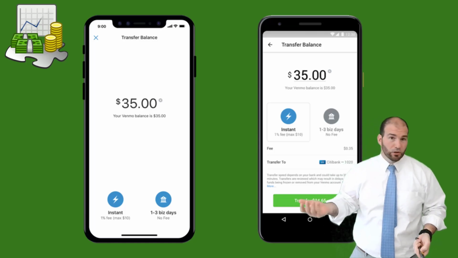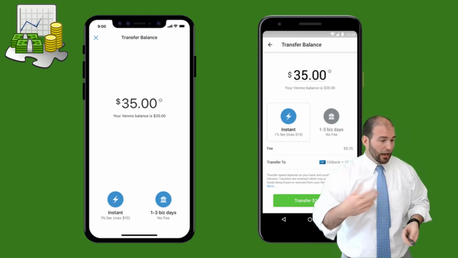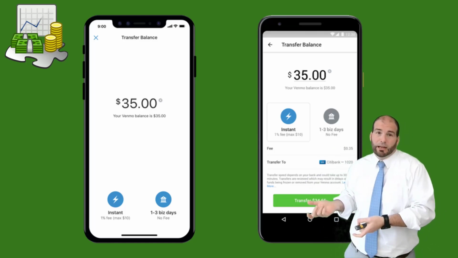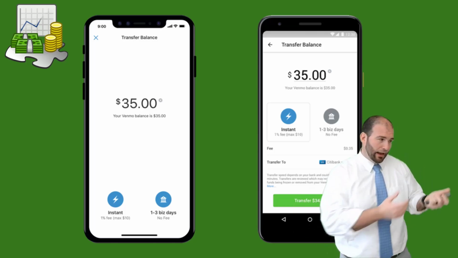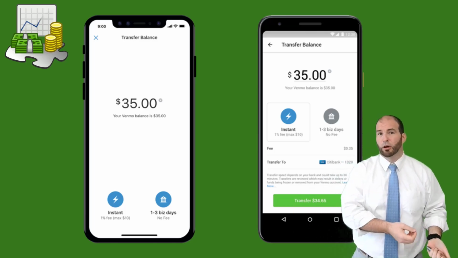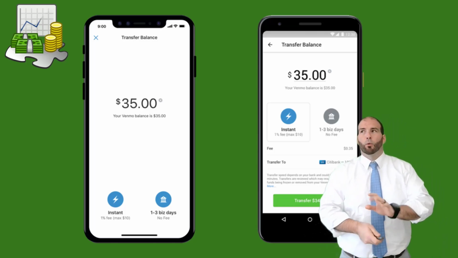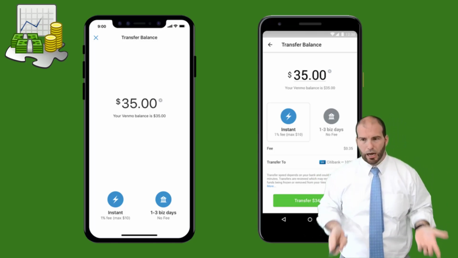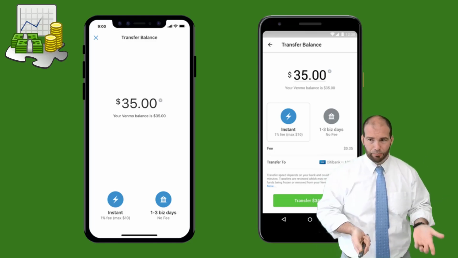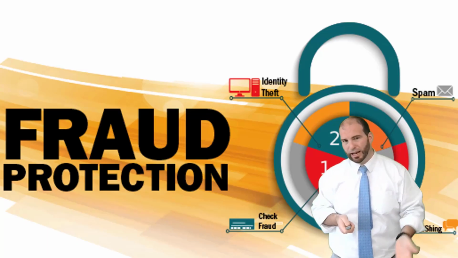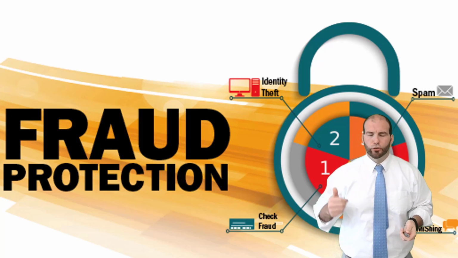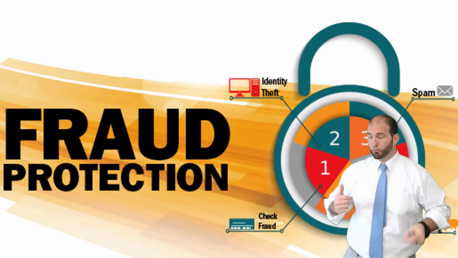So these are free to use, and they're very effective, and they're making their money off of it through interest, and it really doesn't cost the consumer any money unless you need your money instantaneously. One of the other really big positives of cash apps is their fraud protection. So this was the biggest concern when it came out and why people were hesitant to use it.